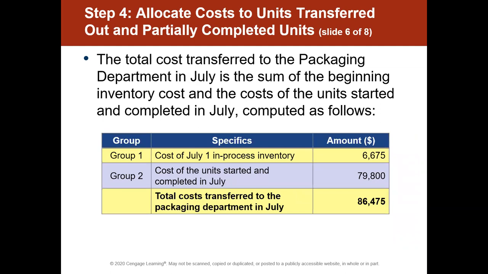Because it was started and finished, it has both the material and the labor and overhead all added to it during that month. So you think group 2 is the ones that we did everything. We were able to get it all done during this time period. Group 1 is the stuff that was carried over from the previous period, and group 3 is the stuff we're gonna have to carry over to the next period.